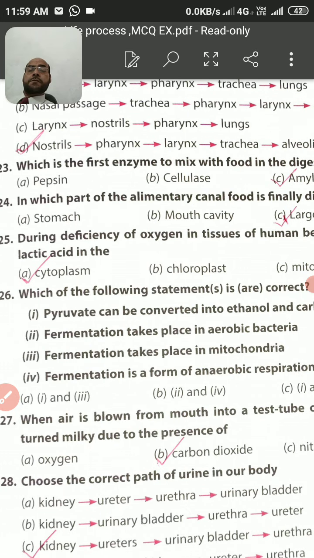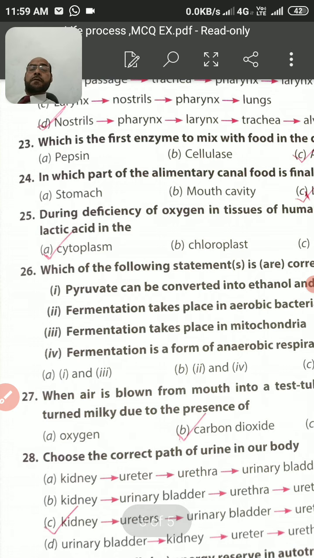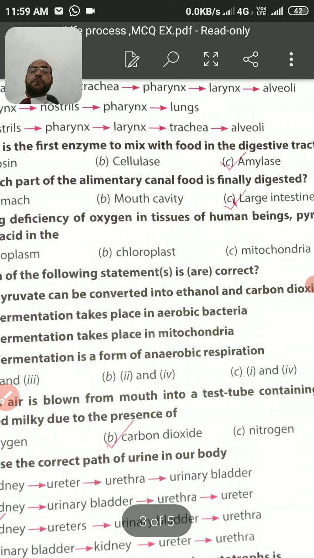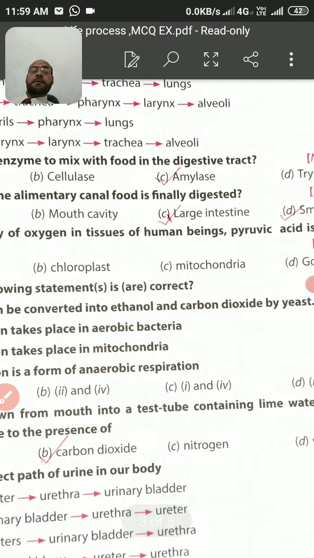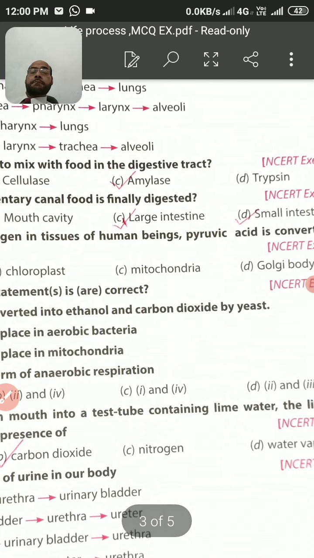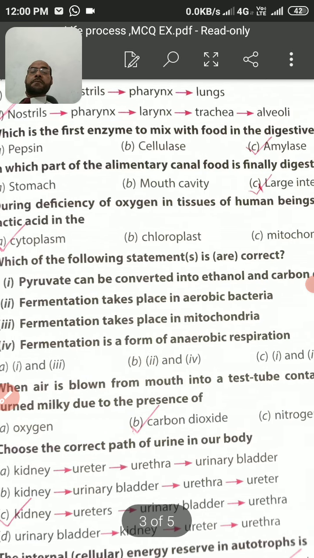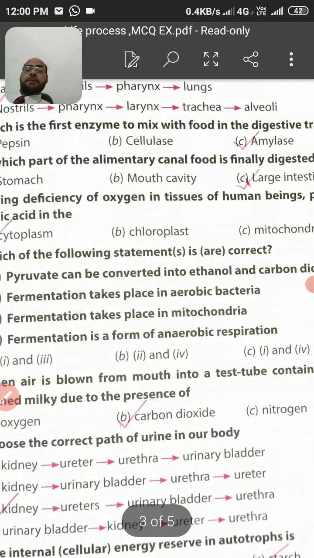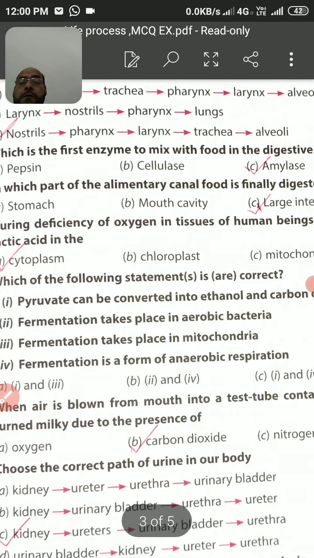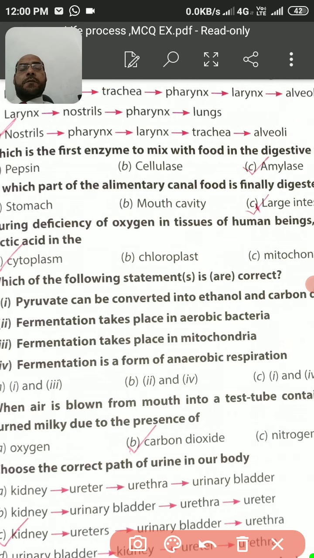Dear student, come to the next question, that is 23. Which is the first enzyme to mix with the food in the digestive tract? That is the amylase. Amylase is the first enzyme which gets mixed in the mouth cavity. It gets mixed in the mouth cavity for the digestion of carbohydrate. Now come to the next.